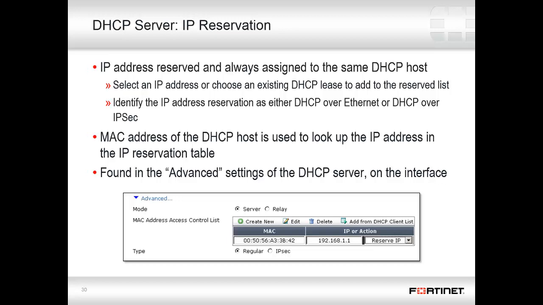You can set up IP reservations for specific MAC addresses, so those devices will always be issued the same IP from the DHCP server. You can manually set up the MAC address or select a MAC from the list of clients that have already connected to the DHCP server and been issued IPs.